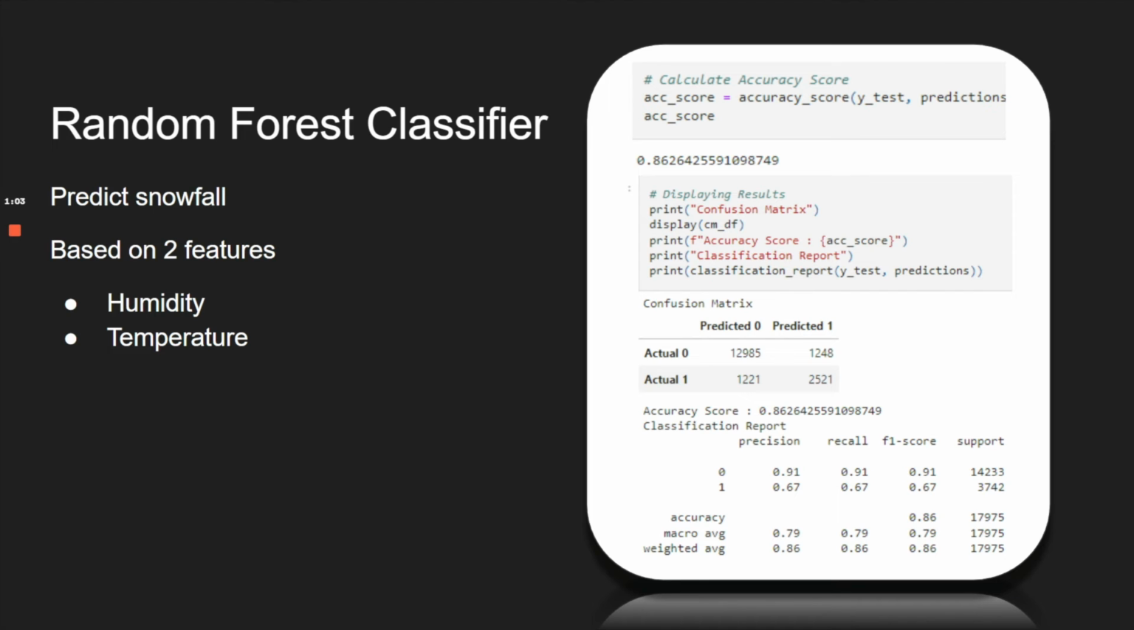Oddly enough, our sensitivity results were nearly identical to our precision. Our sensitivity for not snowing was also 91%, and our sensitivity for snowing was once again 67%.